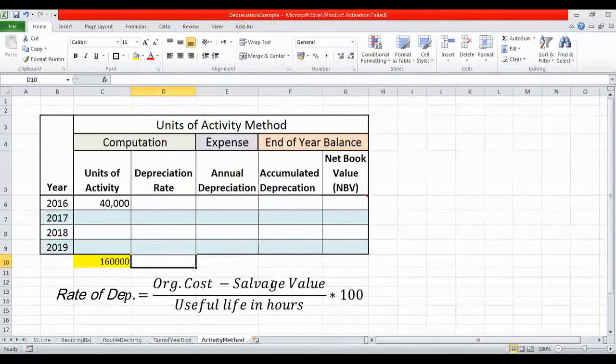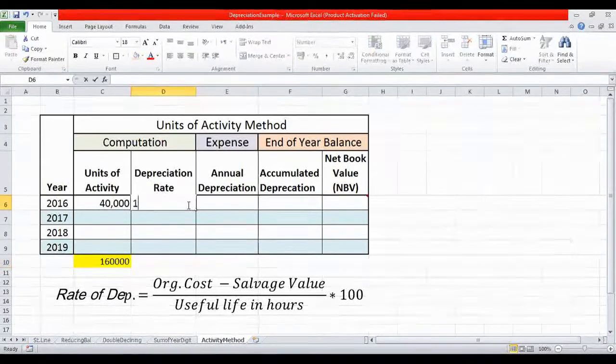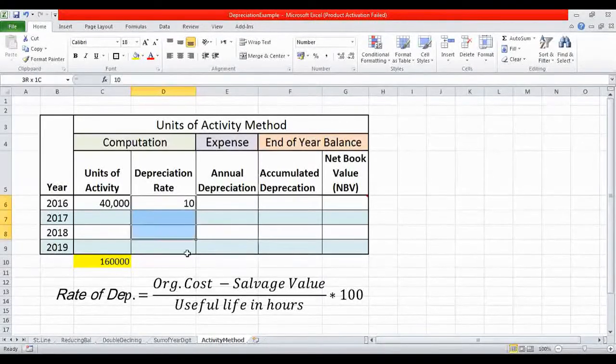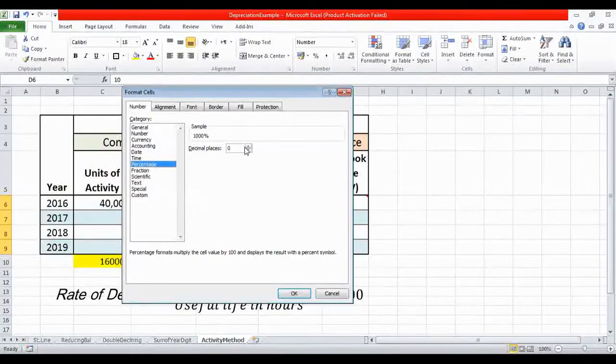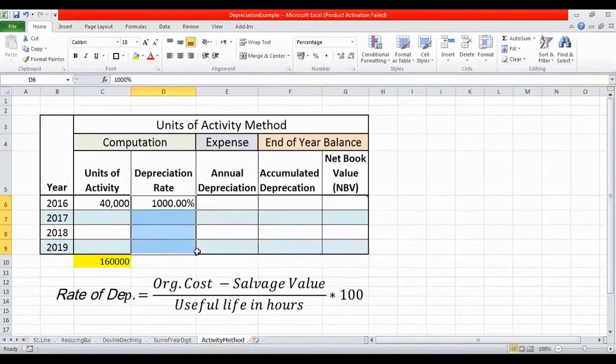18,000 minus the salvage value 2,000 is 16,000. 16,000 divided by the total useful life in hours, which is 160,000, multiplied by 100. It is going to give us the depreciation rate. So the depreciation rate comes out to be 10%. So if we convert it into a percentage, it will be very nice also. So 10%.